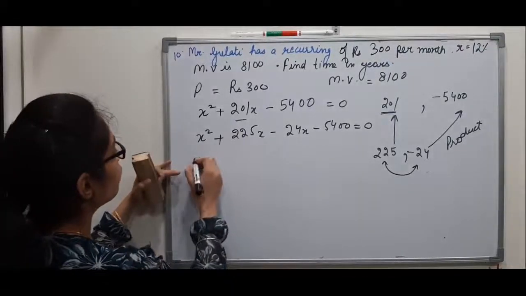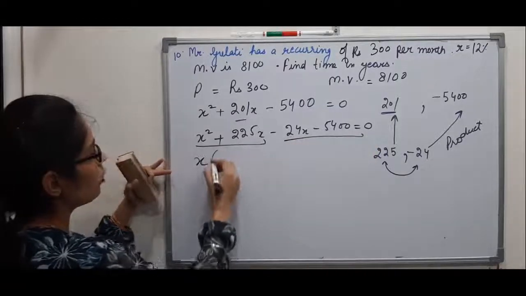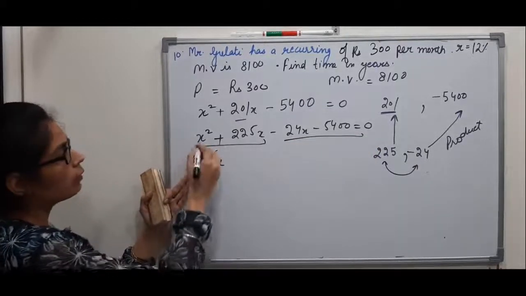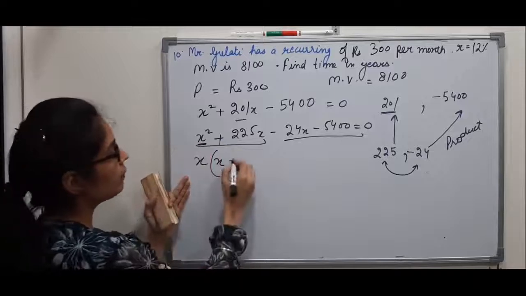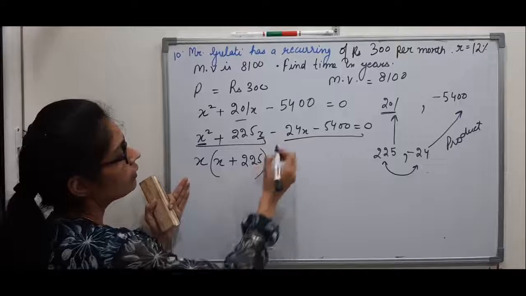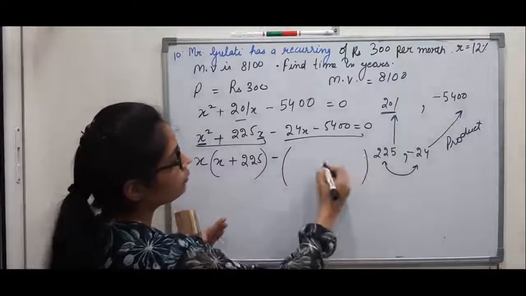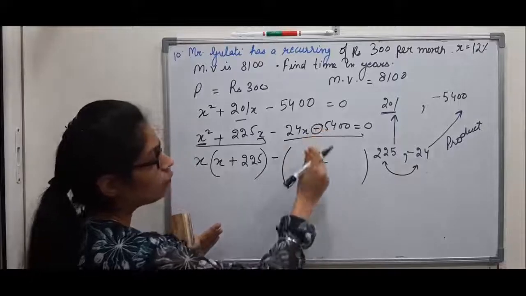So now take out the common terms. In these terms I have to make pairs. In these two, x is common. So if I am taking x out, inside here only one x is there, plus here I have taken x out, so I am left with 225. This side minus I will write as it is. If minus I am writing outside, plus I have to change this sign.